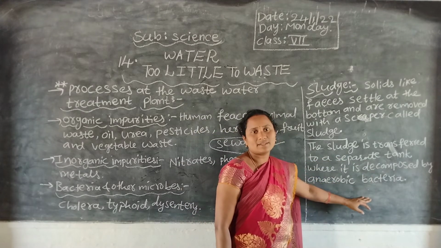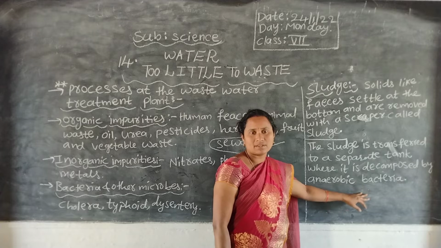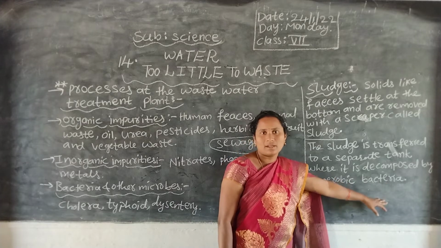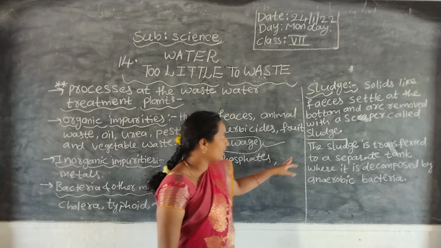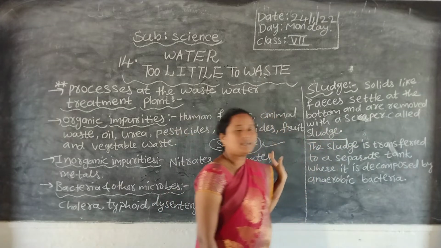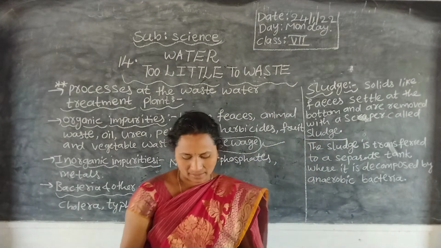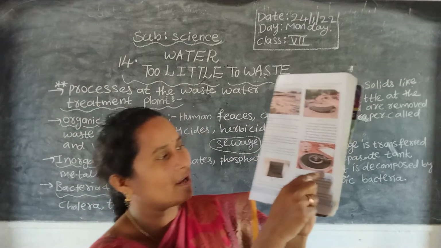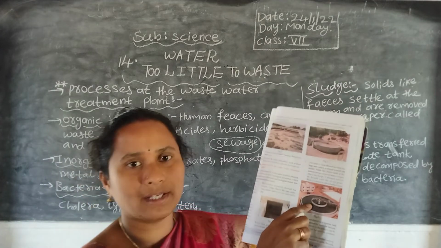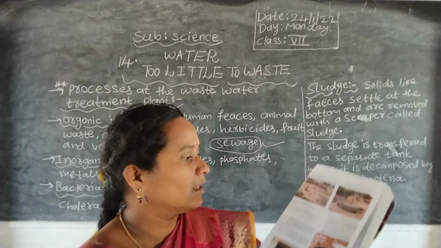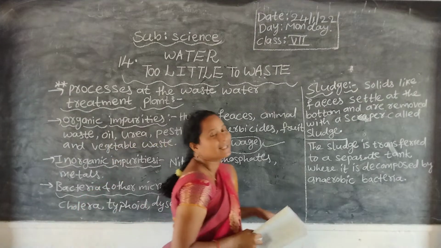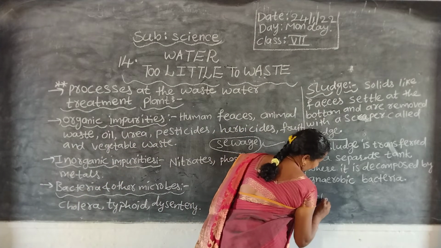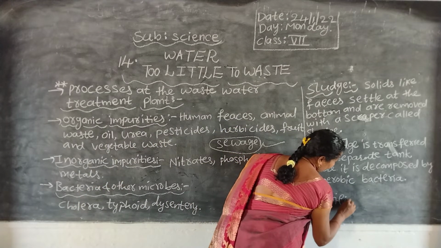the biogas is developing. This gas is also used in different ways. And next, what happens here: oil and grease are separated. Then this water, with the oil and grease separated, is sent on next. Now this water is known as clarified water.